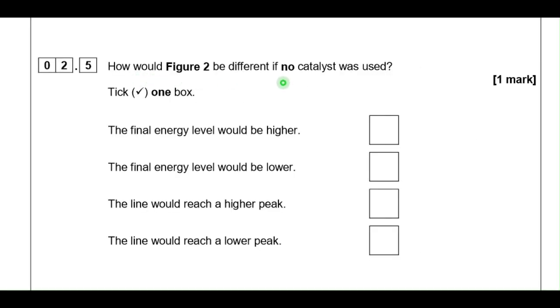2.5. How would figure 2 be different if no catalyst was used? Tick 1 box for 1 mark. The final energy level will be higher, the final energy level will be lower, the line would reach a higher peak, the line would reach a lower peak. What do we know about a catalyst? A catalyst lowers the activation energy. So, if there was no catalyst, the activation energy, the peak, would be higher. So if we look at our choices, the third choice is the one we should tick. The line would reach a higher peak, 1 mark.